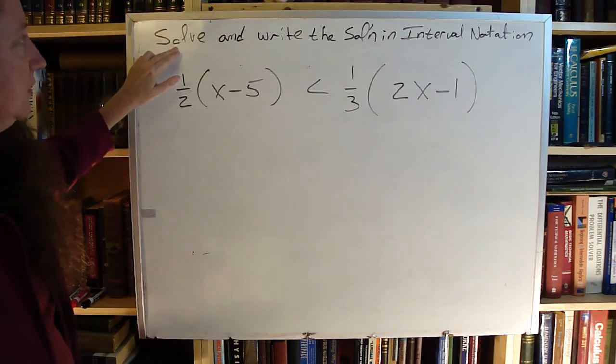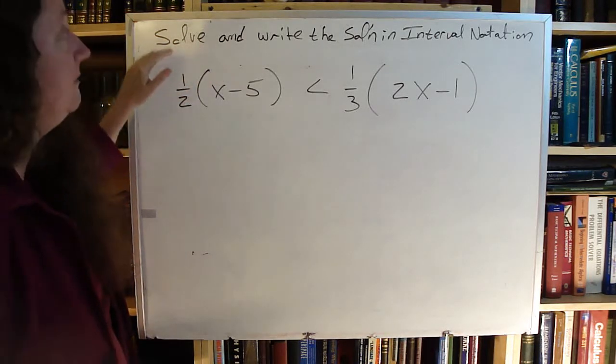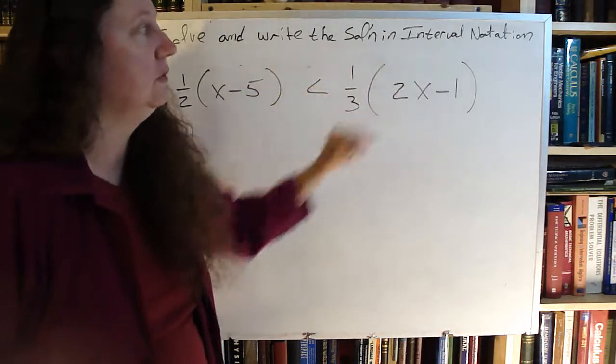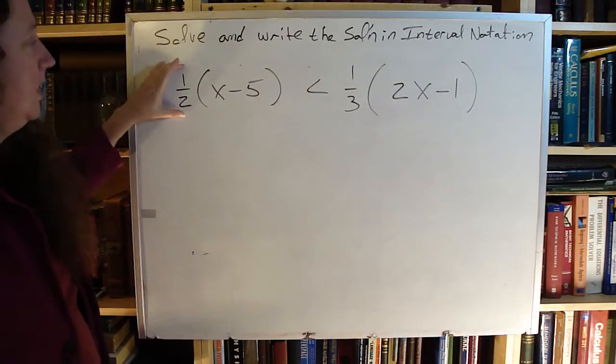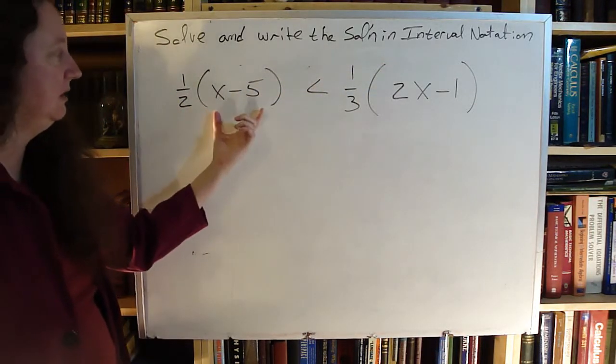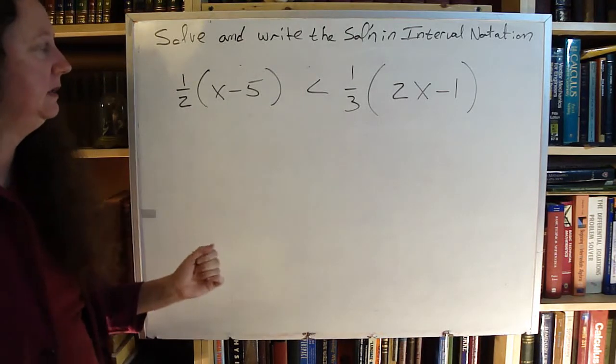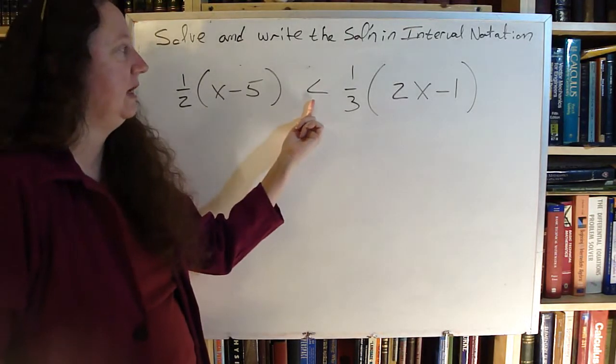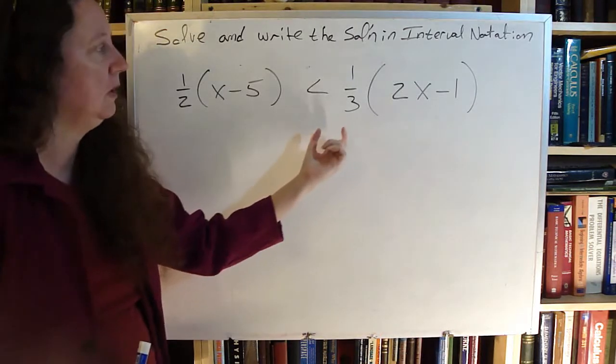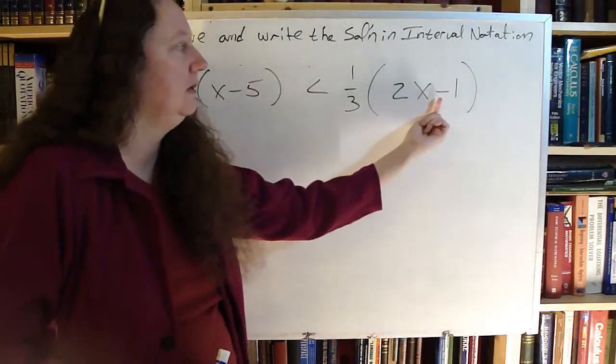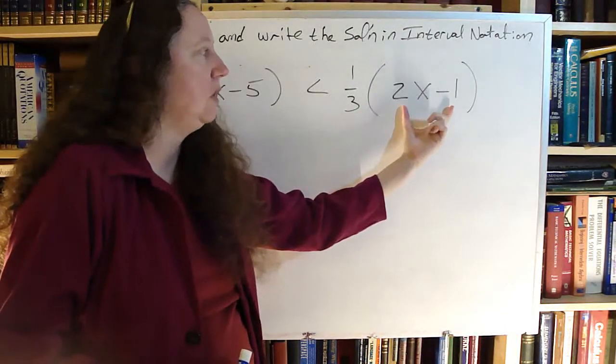So we have to solve the equation and write the solution in interval notation. 1/2 times the difference of x and 5 is strictly less than, no equal to part there, 1/3 times the difference of 2x and 1.